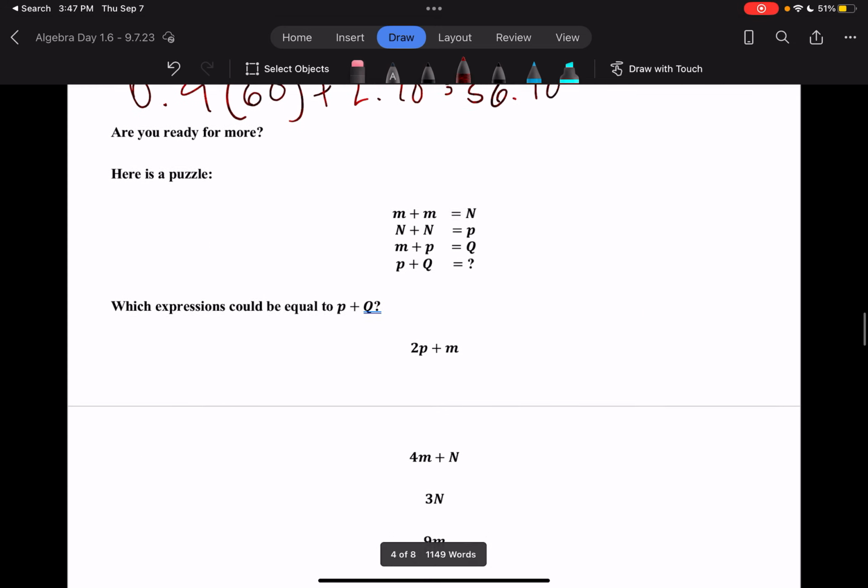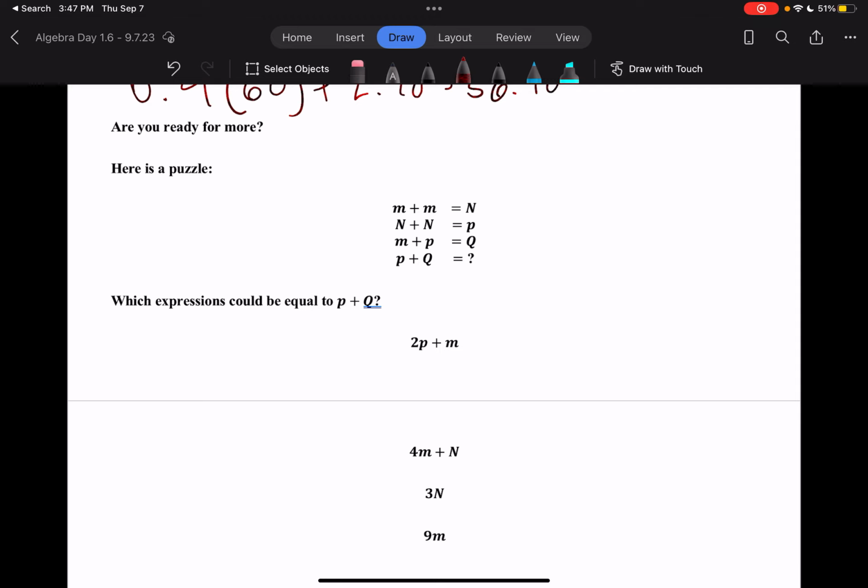All right, the next part is a puzzle. A puzzle, it's so fun. Okay, so we are going to go ahead and look at this puzzle. And what I'm going to have you do is, I'm going to give you some hints, and then I'm going to have you try to figure it out yourself, okay?